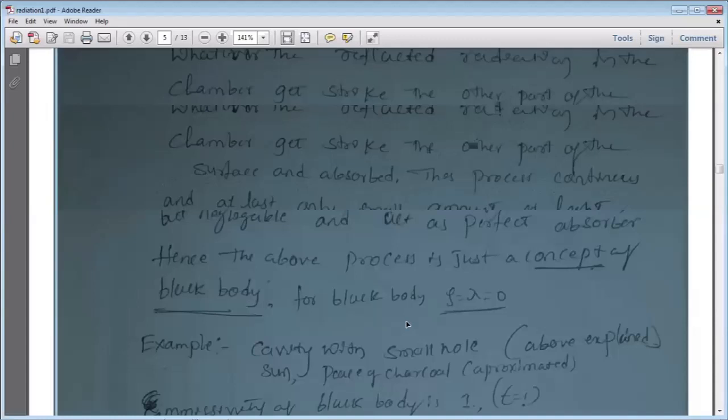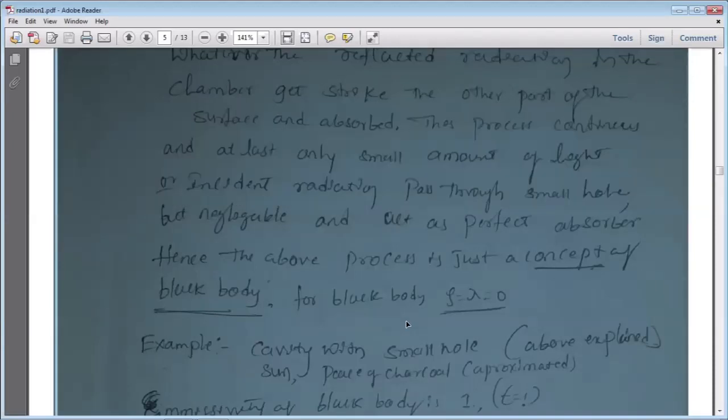As per what we discussed about the concept of the black body, the reflectivity, and the radiation does not pass out. It will be totally absorbed inside the evacuated chamber, understand? So hence the reflectivity and the transmittivity are equal to zero for a black body.